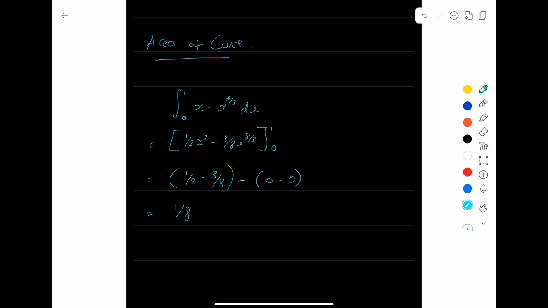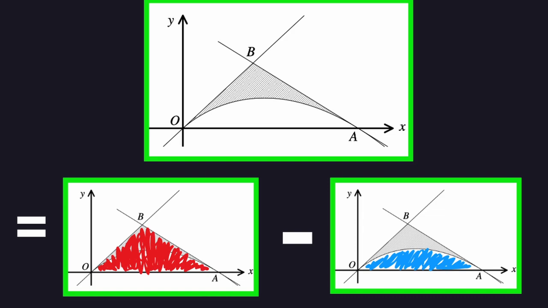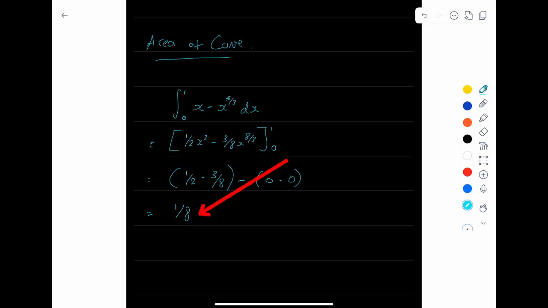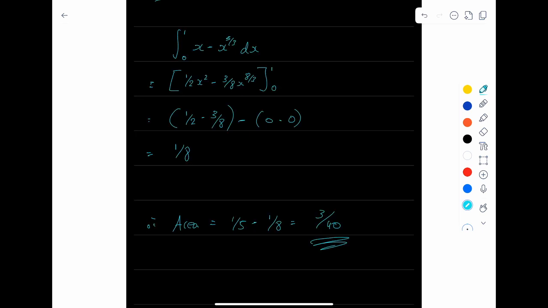And so if we put this all together now, remember our total area is equal to the triangle area minus the curve area. And we know what the triangle area is, that's 1/5. We know what the curved area is, that's 1/8. And so if we crunch this all together, that's simply going to equal 1/5 minus 1/8, which gives us 3/40. That's our final area.